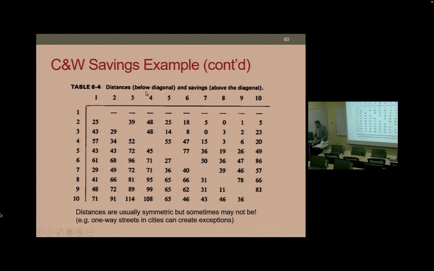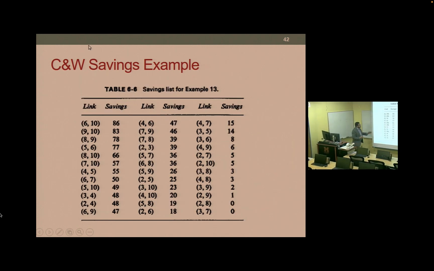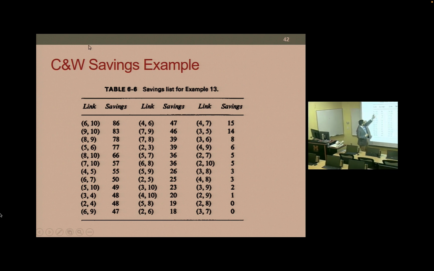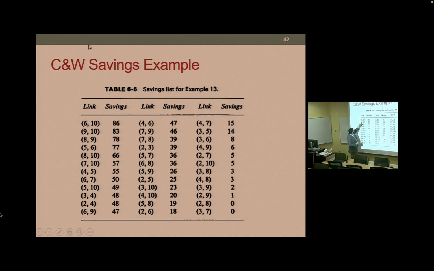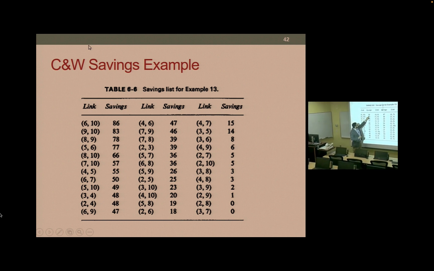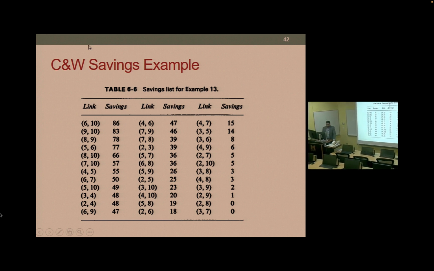So the first step is to sort the savings in descending order. What we see is that if we combine customers 6 and 10, we get the maximum savings. If you combine customers 9 and 10, you get the next highest savings. If you combine customers 8 and 9, you get the next highest, and so forth. So we start at the top and start combining these customers onto the same routes to maximize our savings.